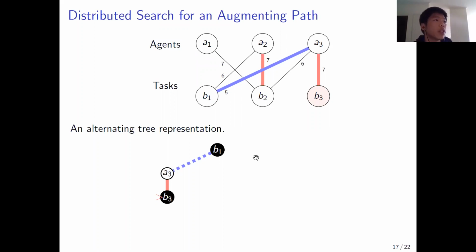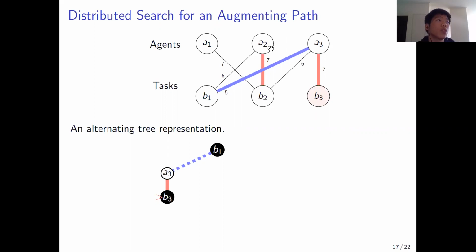Okay, so now that we've chosen one path to go down, how do we go from there? Well, agent A3 knows that it's matched to B3, because again, that's local information. So the next point of interest in our search would be B3. So B3 would then be placed up for all agents to see, and all agents would then check, do they have an edge to B3?